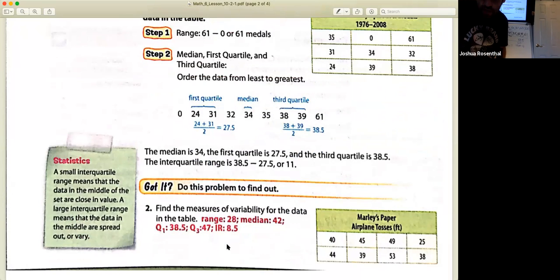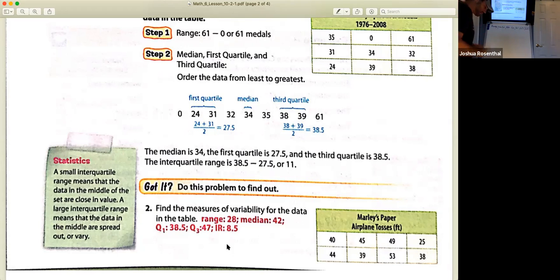Marley's paper airplane tosses in feet, how far they went. Okay, find all the measures. I know that they're there in pink. Oh, what's this thing it says? I like this little chart. The mystery note: a small interquartile range means that the data in the middle of the set are close in value. A large interquartile range means that the data in the middle are spread out or vary. I'm going to leave all those. I'm missing the median here, but we know about that. You're going to need it.